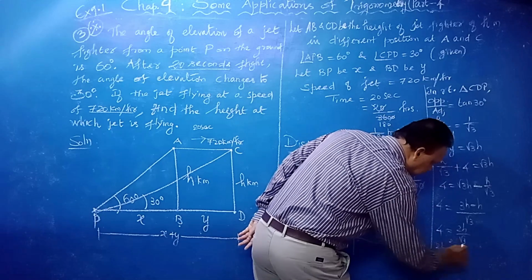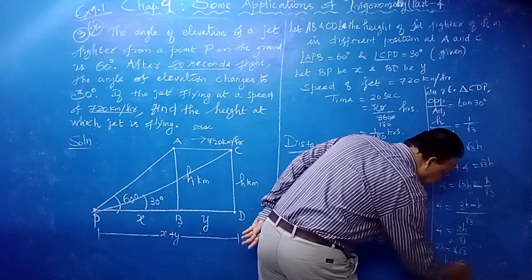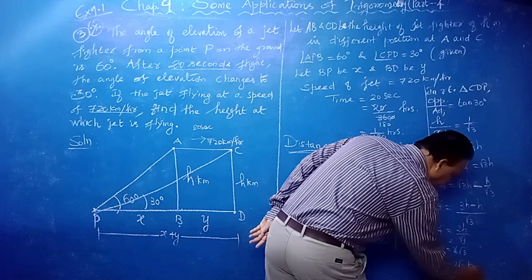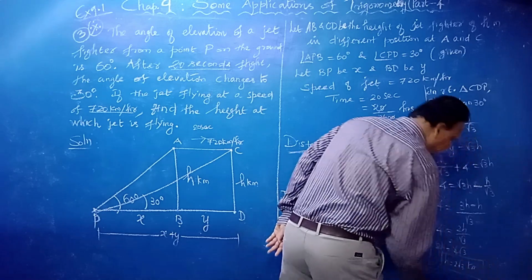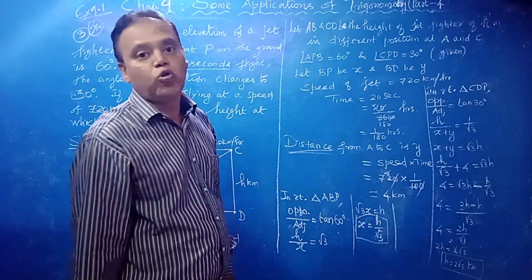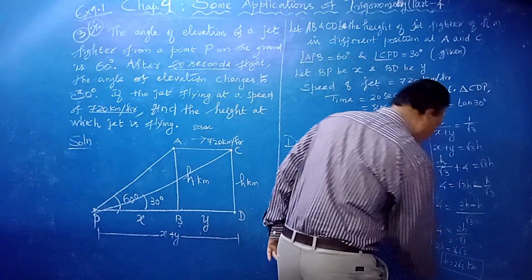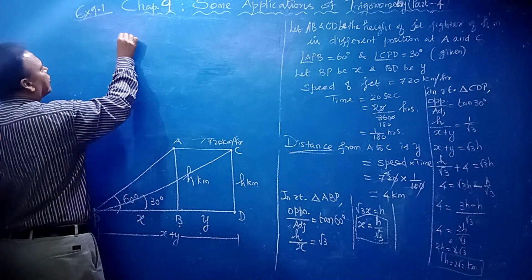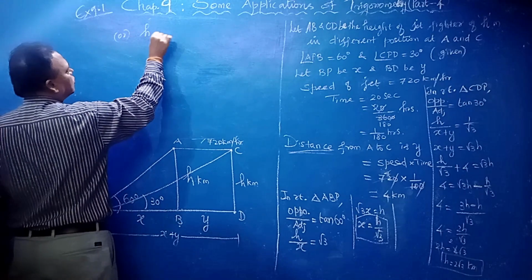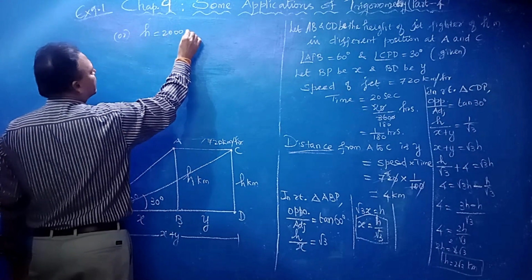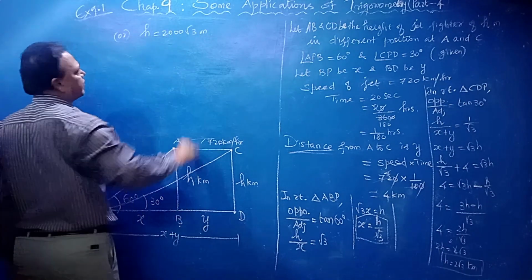So 2 table cut means h is equal to 2 root 3 kilometer. That means 2000 root 3 meter. Okay, R. H is equal to R. You can write H is equal to 2000 root 3 meter.